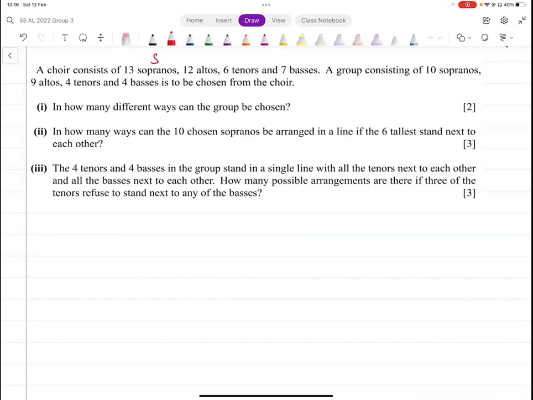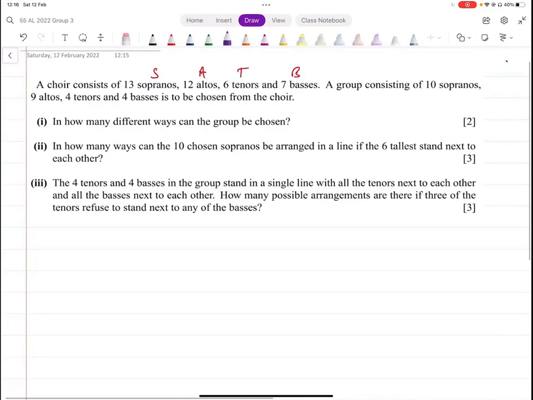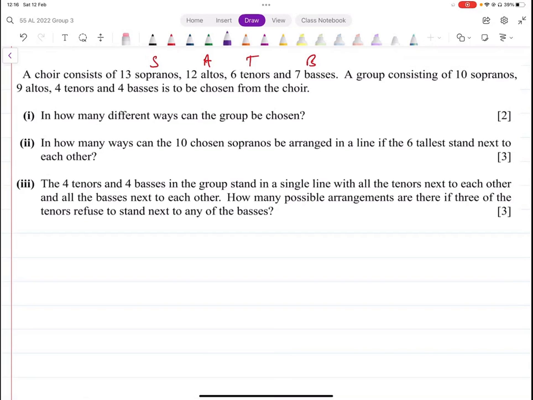Thank you. Then S, A, T, and B. Okay. All right. A choir consists of 13 S, 12 A, 6 T, and 7 B. So apparently these are people, so they're not identical. Writing SAT does not mean they are identical. These are different people. Okay.